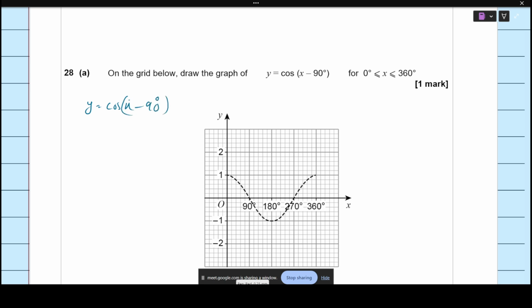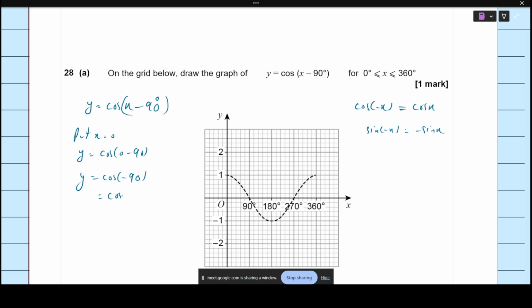If I put x is equal to 0 here, y is equal to cos(0 minus 90), which is equal to cos(negative 90). Cos negative x is equal to cos x, and sine negative x is equal to negative sine x. So cos negative 90 is equal to cos 90 degrees. Cos negative 90 or cos 90 both have the same value, which is 0. So when x is equal to 0, we get y is equal to 0.